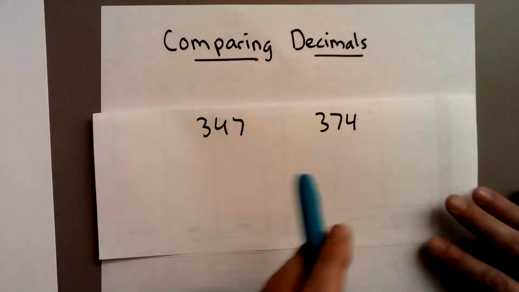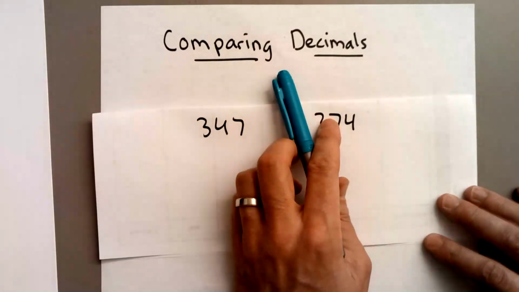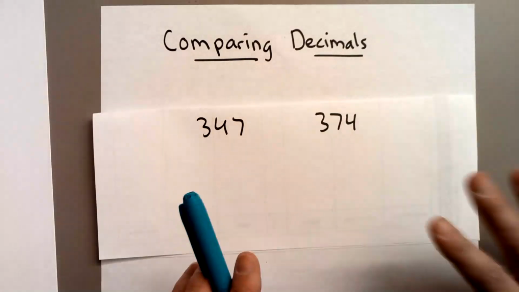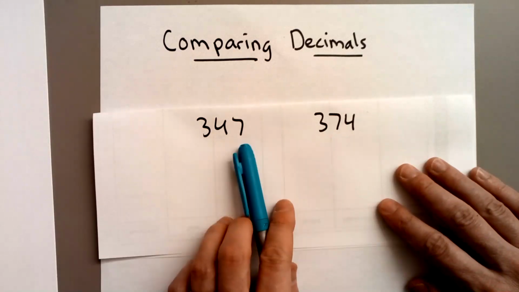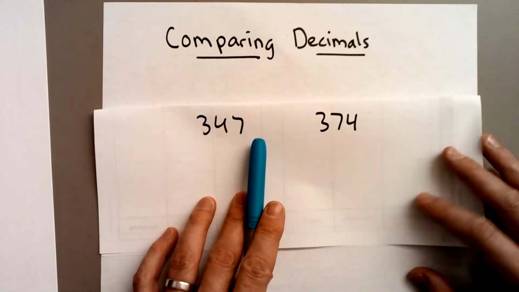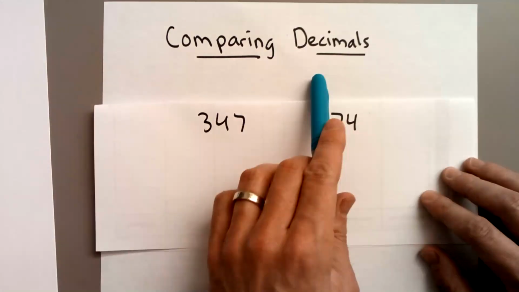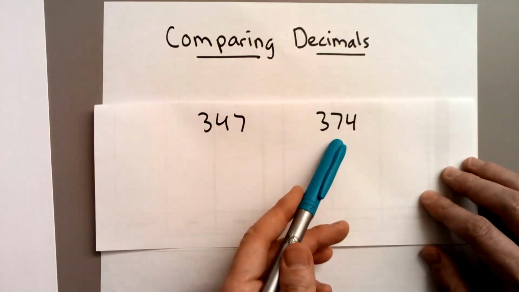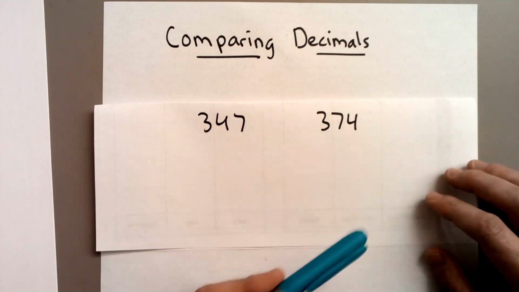Hi, mathematicians. We're going to be comparing decimals in this video. You might be thinking, wait, Mr. Brandt, those aren't decimal numbers. And you're right. I wrote some whole numbers here to show you that comparing decimals is just as easy as comparing whole numbers. You're going to go through the same processes.